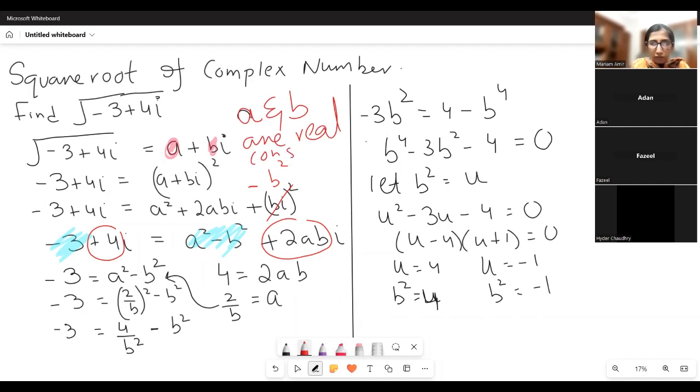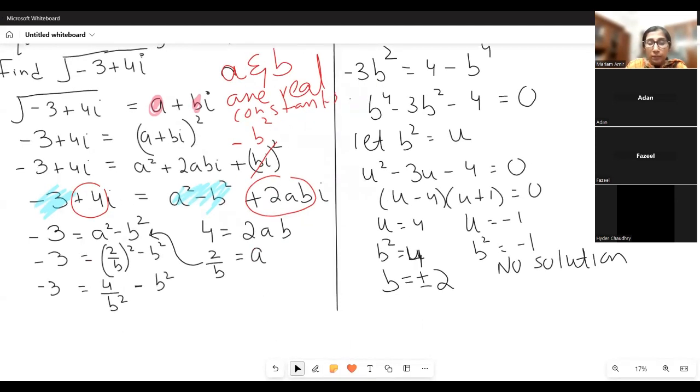They are real constants. So when you square root both the sides, you're getting b equals plus minus 2. And here this is not possible. You can't square a real number and get minus 1. So here you get math error, so you write no solution. Because b itself is not complex, b is real. So the only values of b that you'll accept here are plus 2 and minus 2.